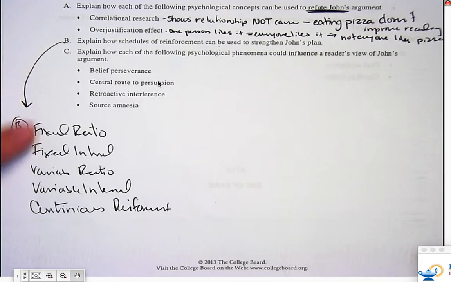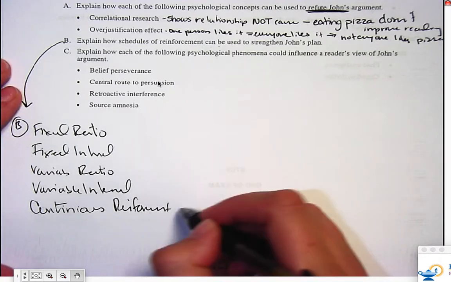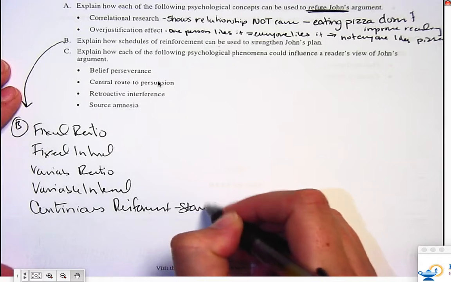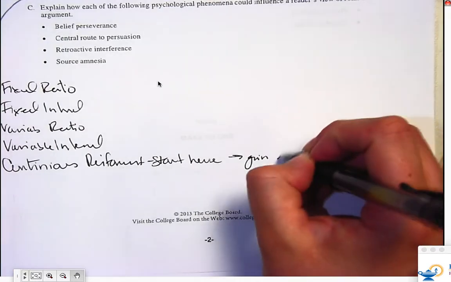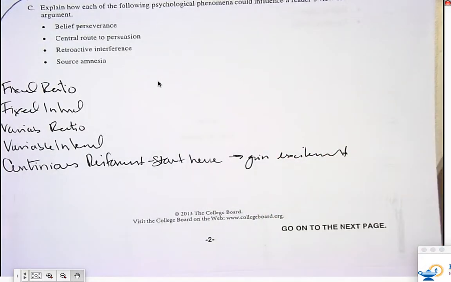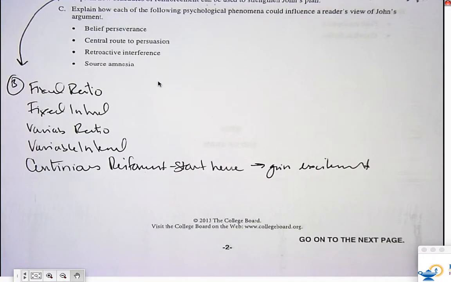So we need to take some of these, at least 2 of them, and explain how they would help John. How can we use 2 of these to help John? If you had to start John's plan, which one would you use? Think about it. Kids don't like reading, and you're trying to get them to read. Which one would be the most effective way of getting people to buy into something? Think about it. Continuous. Start here. Gain excitement.